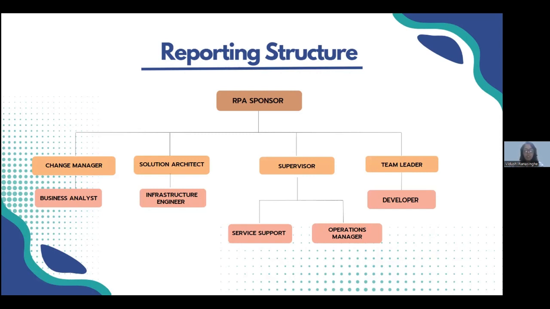The service support will act as the first line of support for the users of the RPA solutions. And the operations manager will conduct the RPA environment's operational aspects. And finally, the developer will conduct the deployment of the RPA solutions.